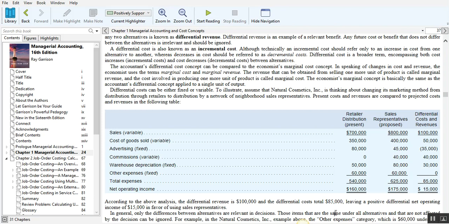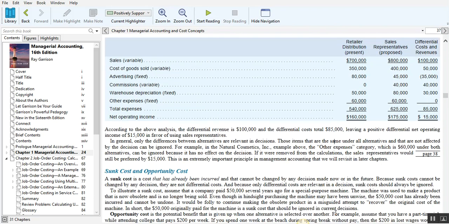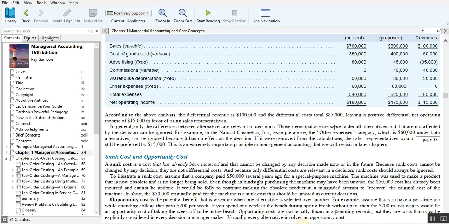So depending on the requirements for the project or the proposal, they may be in a situation where they want to make that change in order to have that increased additional revenue.